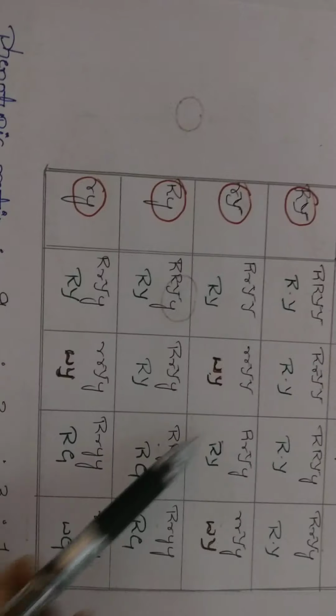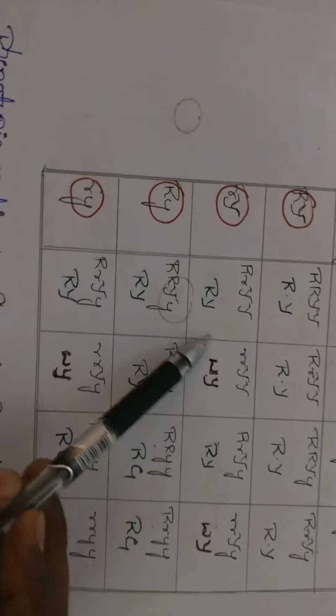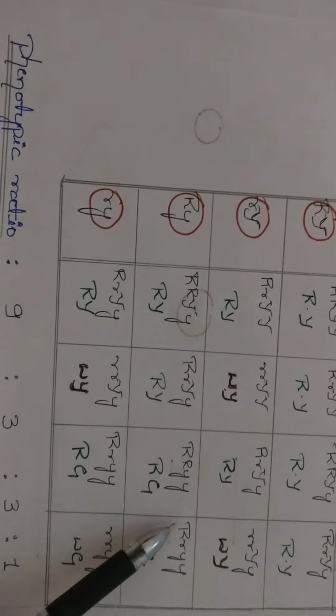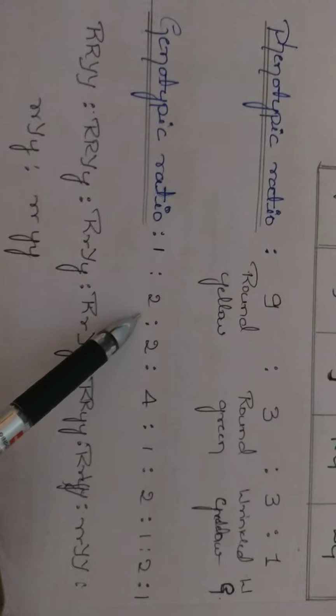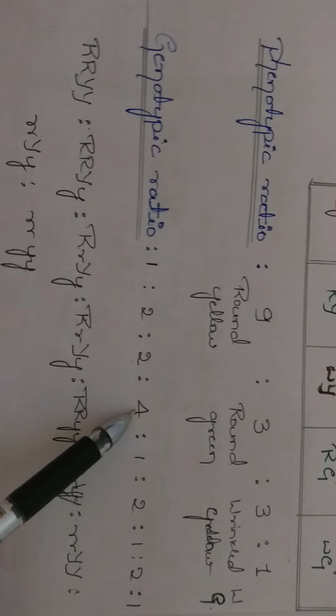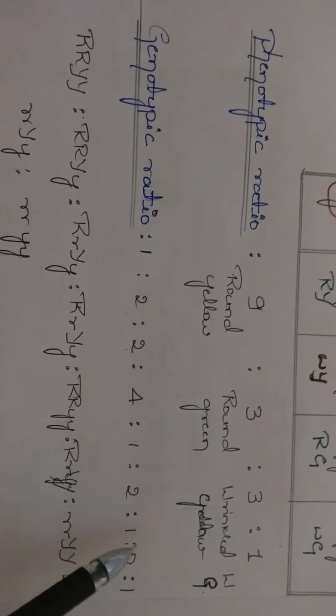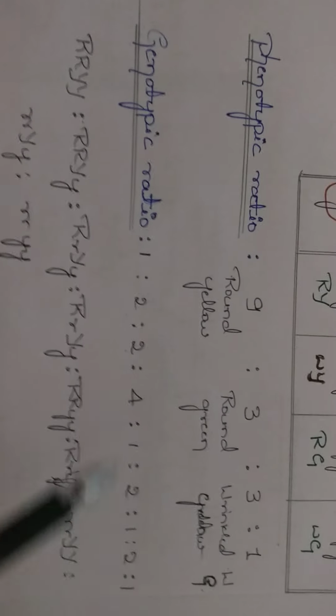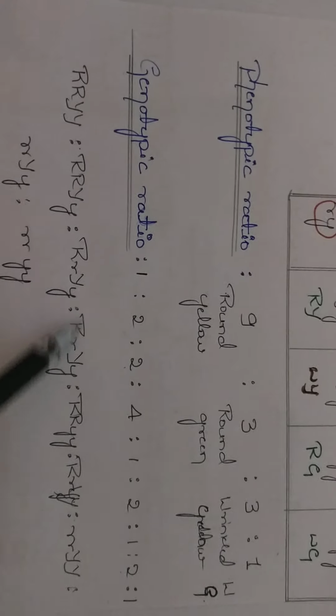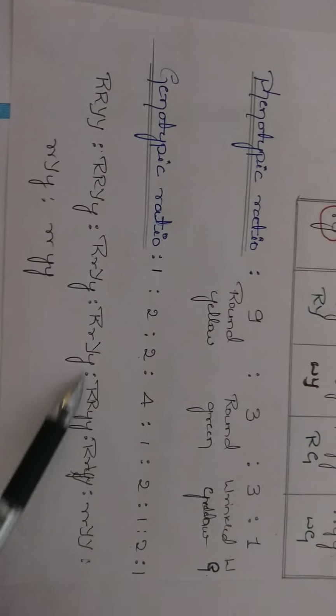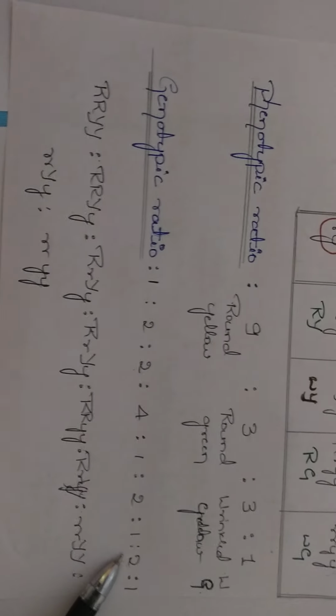Then what about the genotypic ratio? Different genes are being observed, or arranged over here. So the genotypic ratio of this dihybrid cross will be 1:2:2:4:1:2:2:1:2:1. That means all the different genes seen here are categorized and the ratio is calculated.